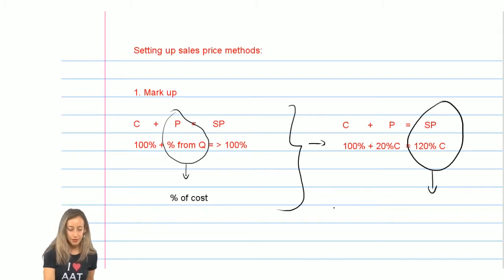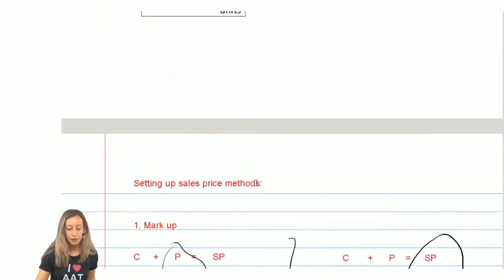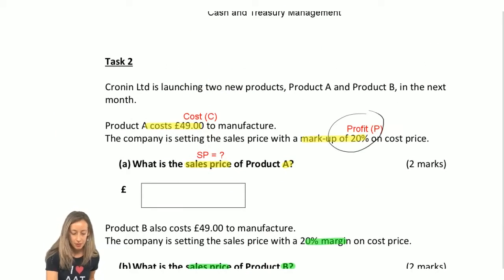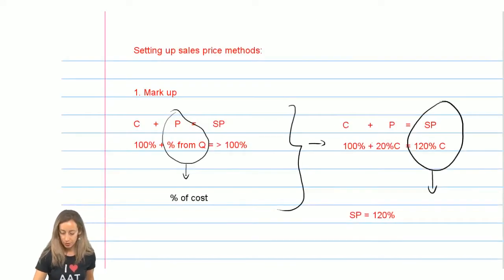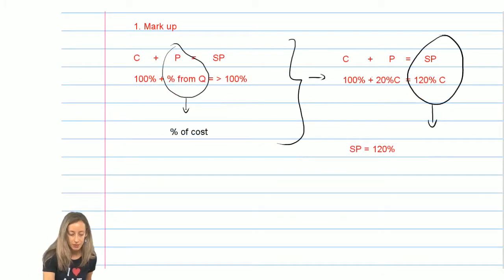So selling price, we can say SP is equal to 120% of the cost, which I hope everybody remembers was 49. Do you guys remember up here? 49, that is the cost, okay? So let's replace it. So selling price is 120% of £49.